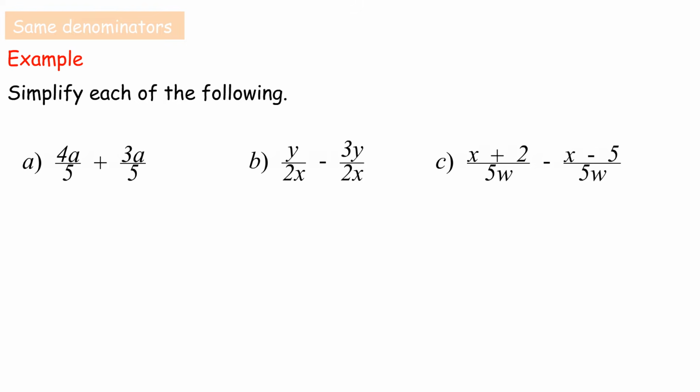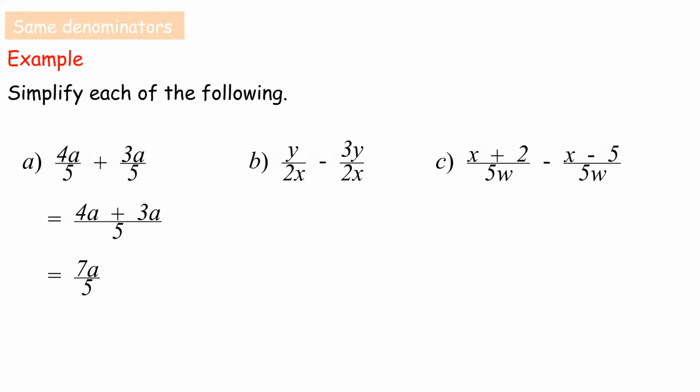A. 4a over 5 plus 3a over 5. Since the denominators are the same, so just need to add the numerators. Equals 4a plus 3a over 5 equals 7a over 5.